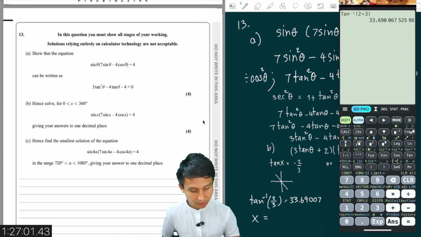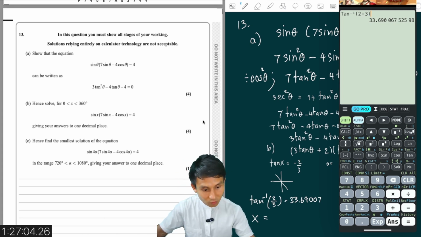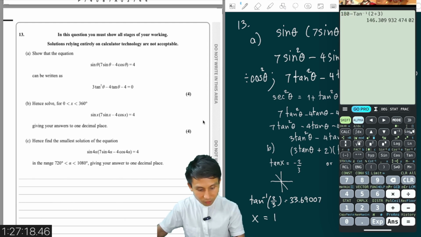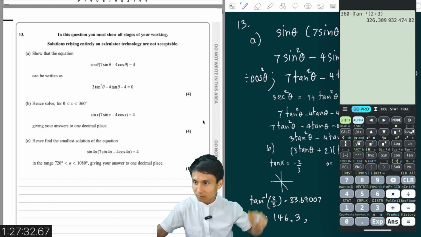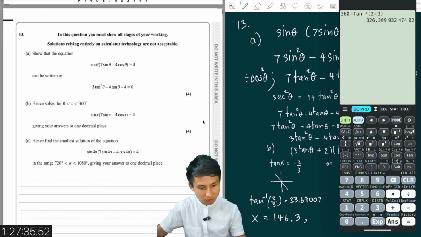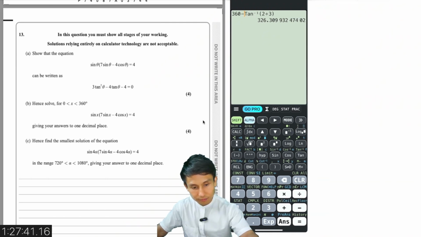So x equals, the second quadrant would be 180 minus that, yeah? So that's 146.3 to one decimal place. And the other one is just 360 minus that, right? Yeah, because we need to sweep towards quadrant 4. Okay, so I'm done with that.